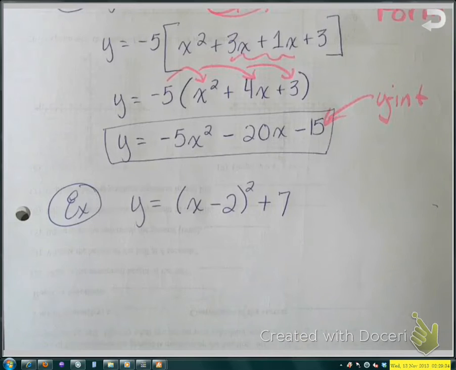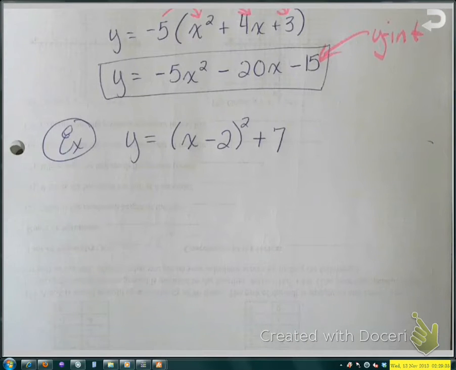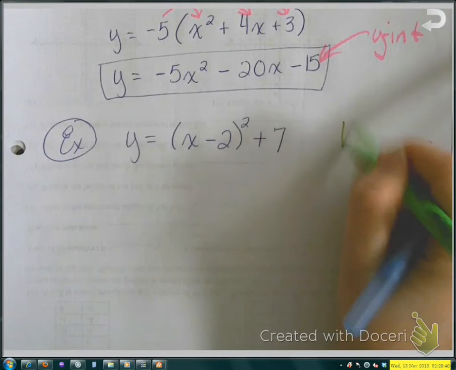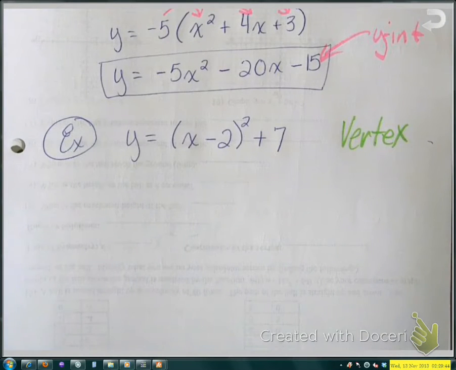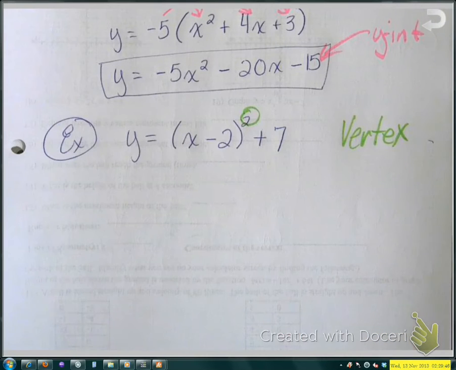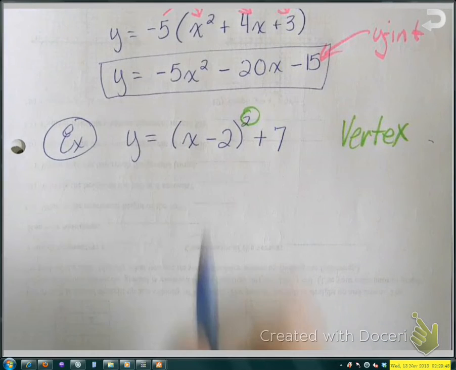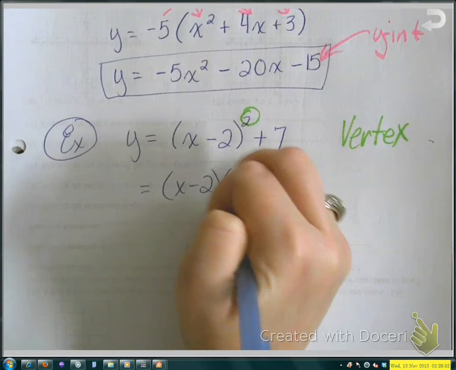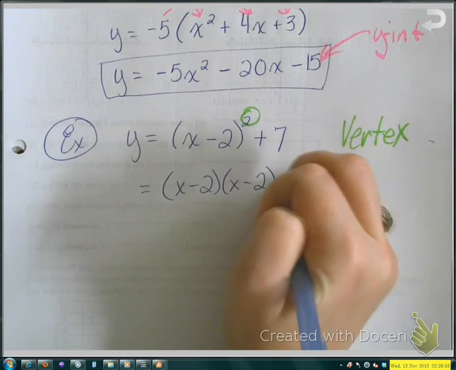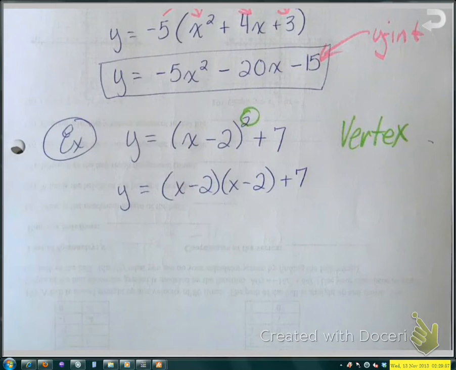Well, now here's another example that we want to put into standard form. Well, this one is currently in vertex form. The cool part about vertex form is it has this awesome square. Okay? The square means that you just write it twice. So we're going to write x minus 2 times x minus 2 because anything squared is simply multiplied by itself.